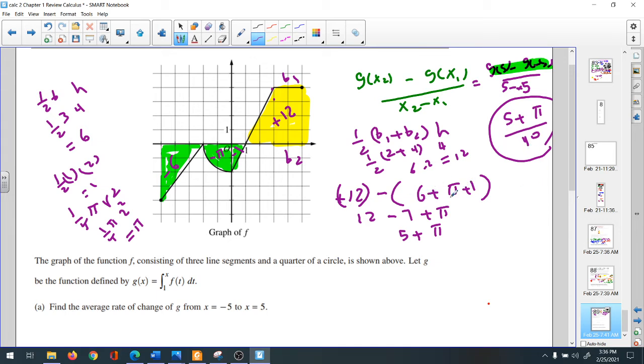6 and 1 is 7, and we have to subtract pi here. This is minus, sorry for that. This should be minus, so the answer is 5 minus pi, over 10.